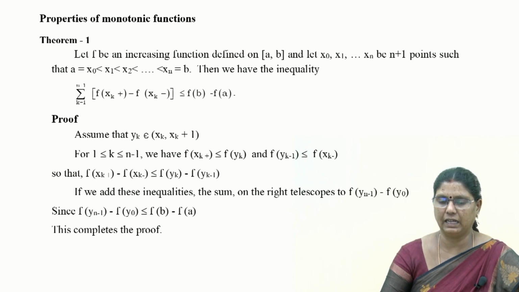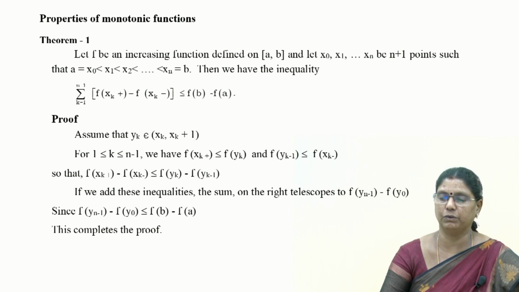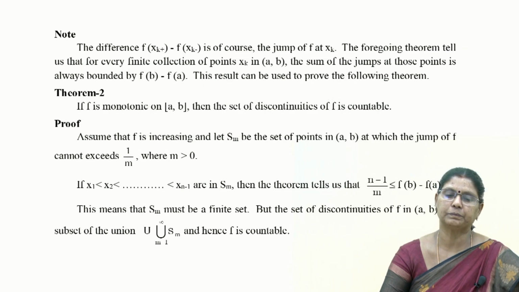So that we can write f(xk+) minus f(xk-) is less than or equal to f(yk) minus f(yk-1). If we add these inequalities, the sum on the left hand side is at most f(yn-1) minus f(y0). Since f(yn-1) minus f(y0) is at most f(b) minus f(a), hence we have the inequality that the sum of the differences between the right hand limit and the left hand limit is less than or equal to f(b) minus f(a).